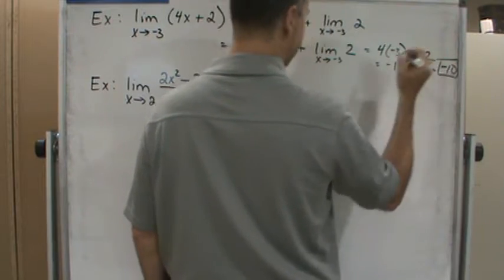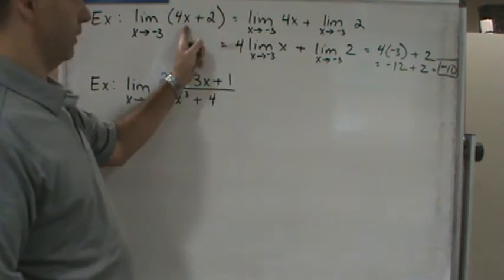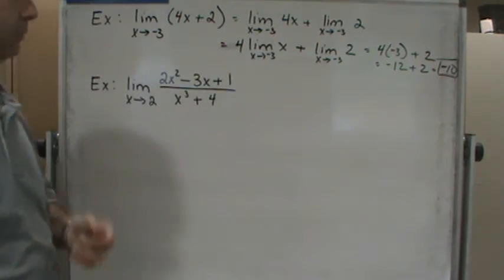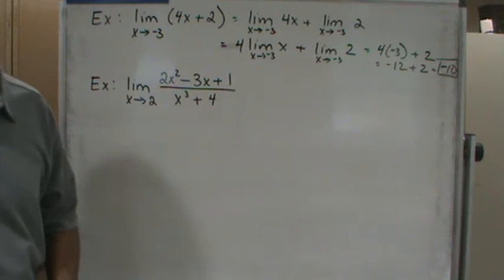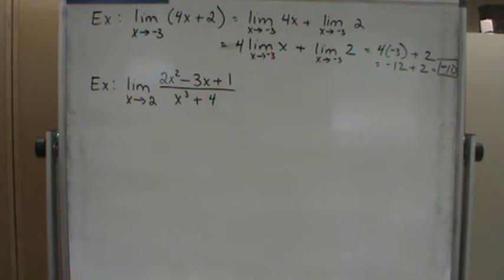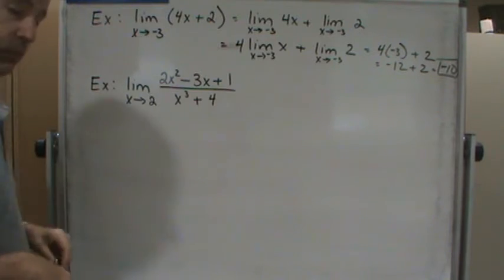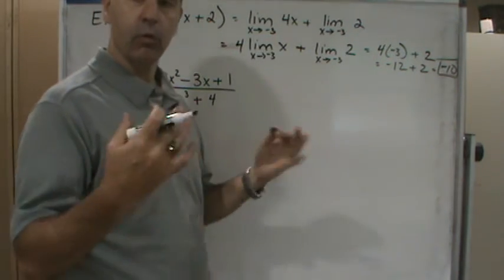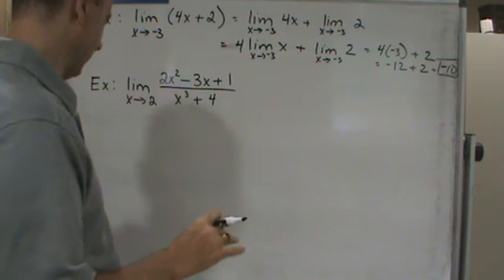And that's the limit of this function, 4x plus 2. Now look, notice that the second example is a little bit more complicated, but again, if we do this step by step, take your time, it'll just be easy.